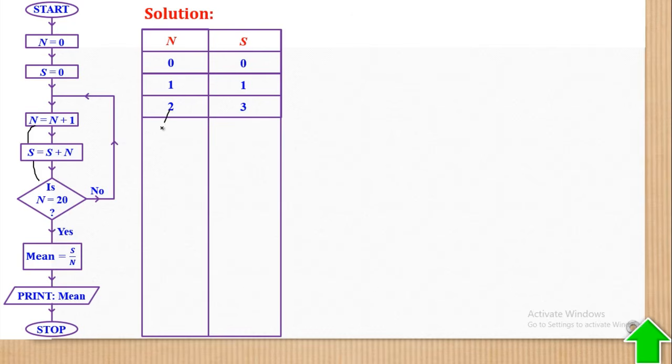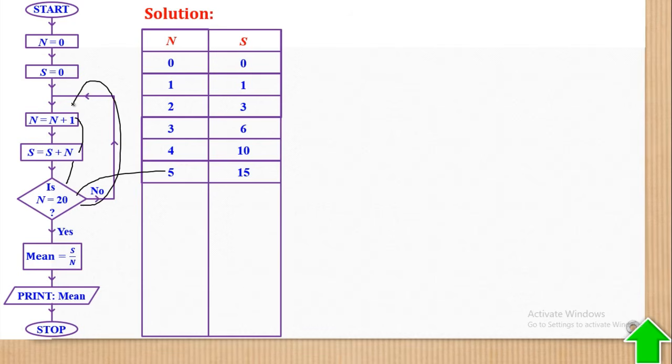This one gives a decision of no, so you go and increment. When you increment, you get 3, new sum will be 6. This one gives a decision of no, so no means you go back and increment. When you increment, you get 4, new sum will be 10. This one gives a decision of no, so you go back and increment. When you increment, you get 5, and new sum will be 15. So this one gives a decision of no, so you increment.